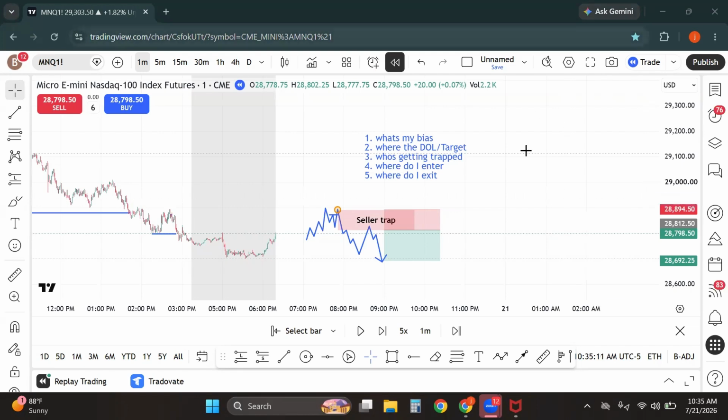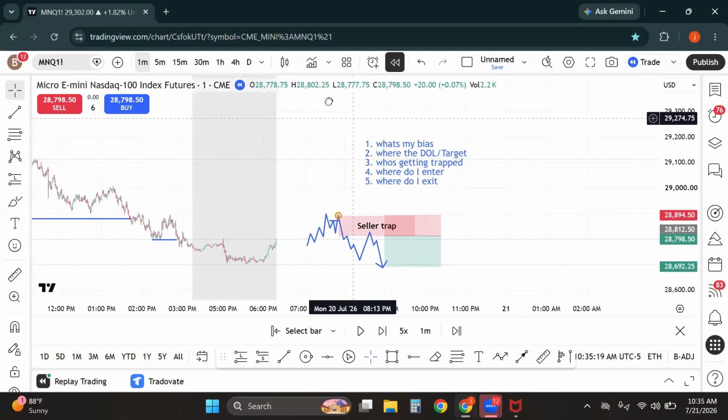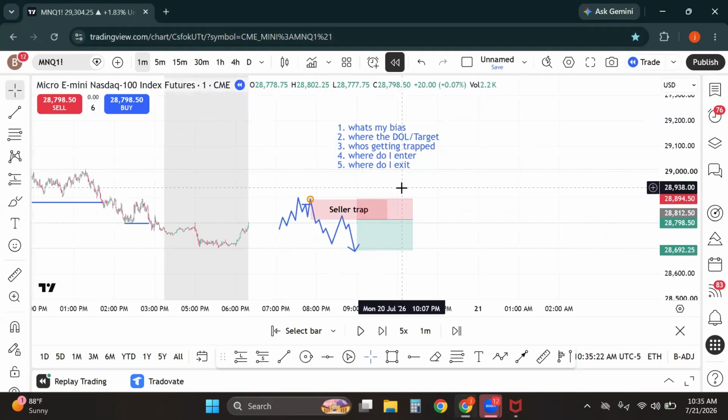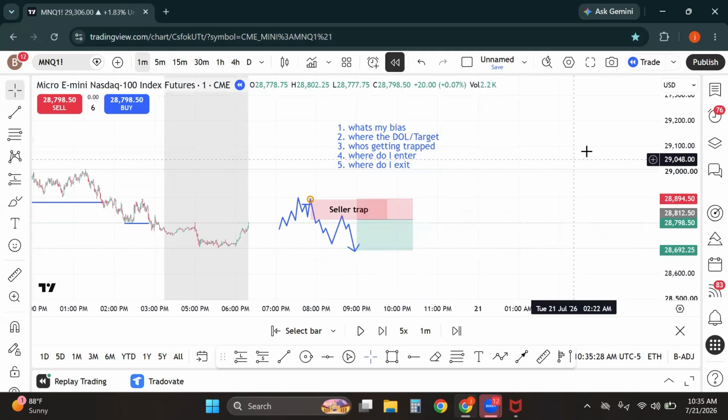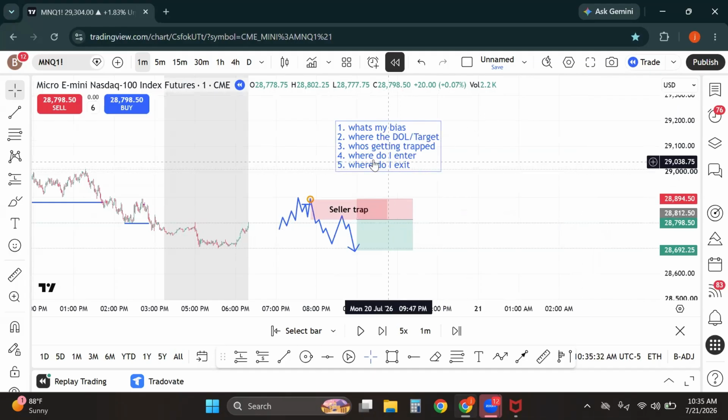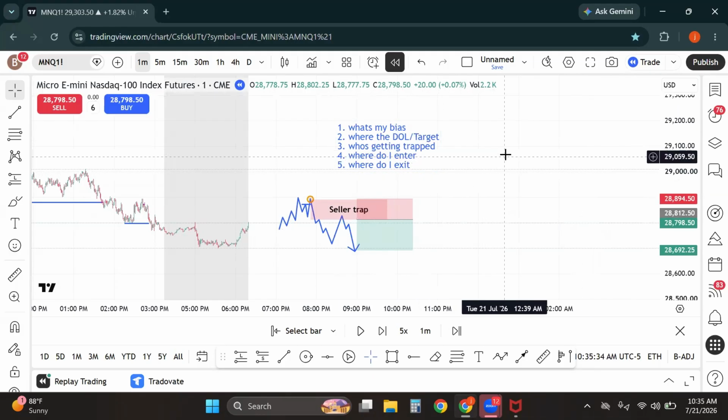All right, so let's get here into the charts. This is what we need to do. We need to do 5 things. We need to know what's our bias, where's the draw on liquidity or the target we're looking to trade to, who's getting trapped, where do I enter and where do I exit. This is it. But entering, because this is always the main question about where do I enter? We don't know where we're entering until we've identified these other pieces.